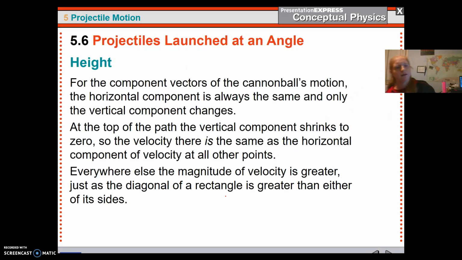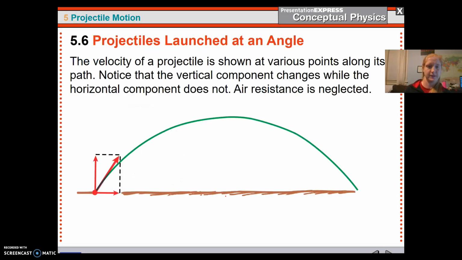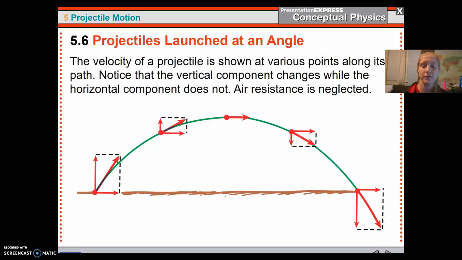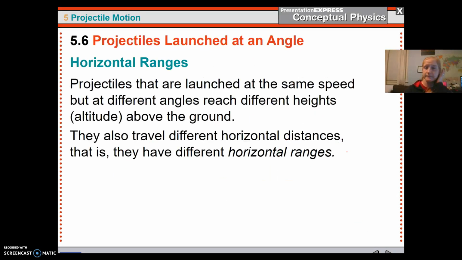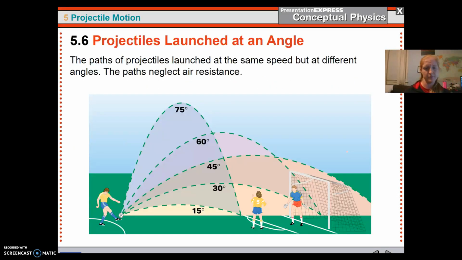Okay. The top of the path, its vertical component shrinks to 0, and then everywhere else the velocity is greater. Okay. So here we go. Each time, notice the horizontal component stays the same and the vertical component gets smaller, goes to 0, and then gets gradually bigger because 9.8 meters per second squared every time. Okay? So horizontal ranges. This is where things are a little bit different.